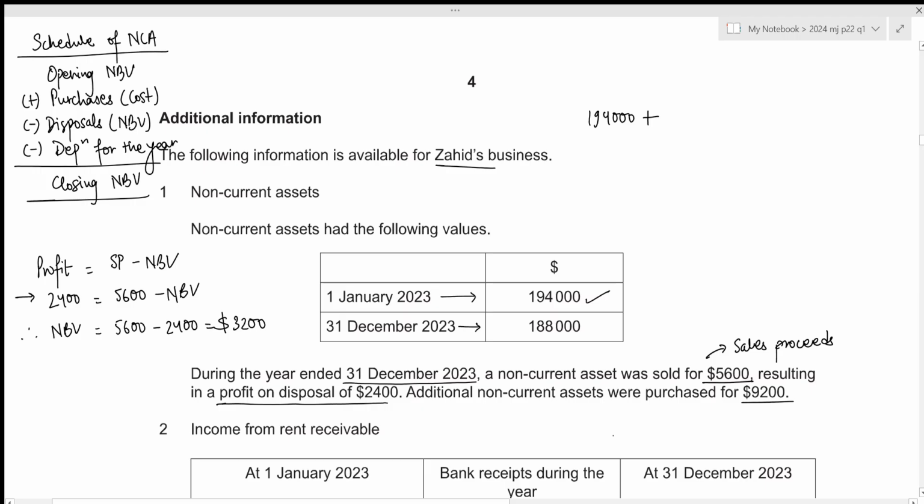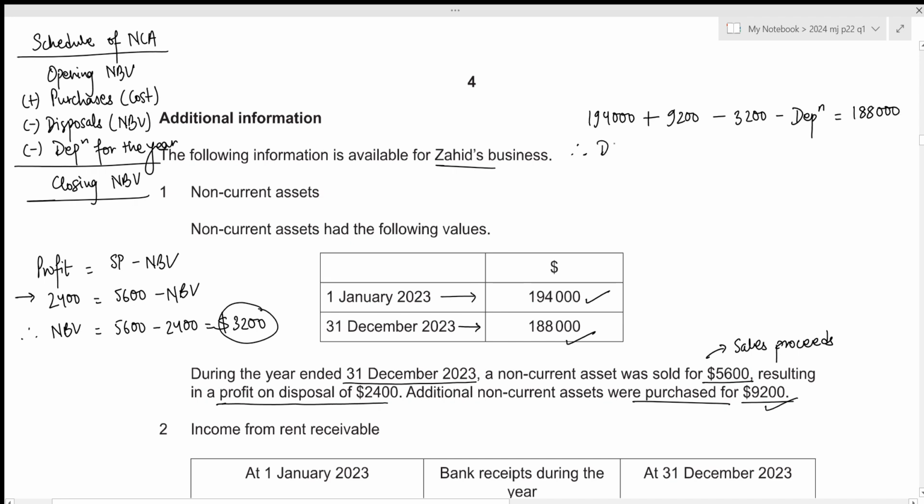Then we know that additional non-current assets were purchased for 9,200. So this is the cost of the new non-current assets that was purchased during the year. Then for the disposal, we need to subtract the net book value, which we have calculated to be 3,200. Then we need to subtract the depreciation, which we are looking for, and this will give us the closing net book value of 188,000.